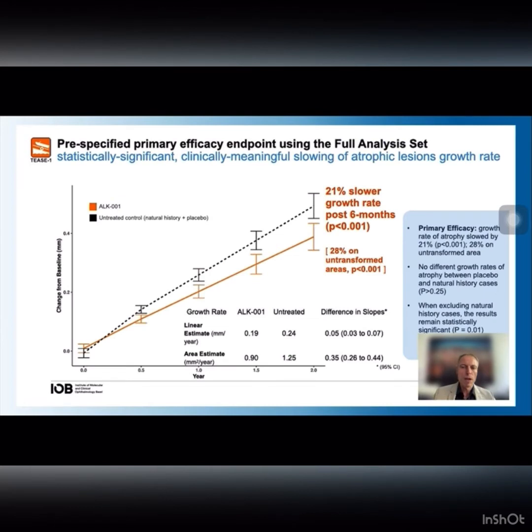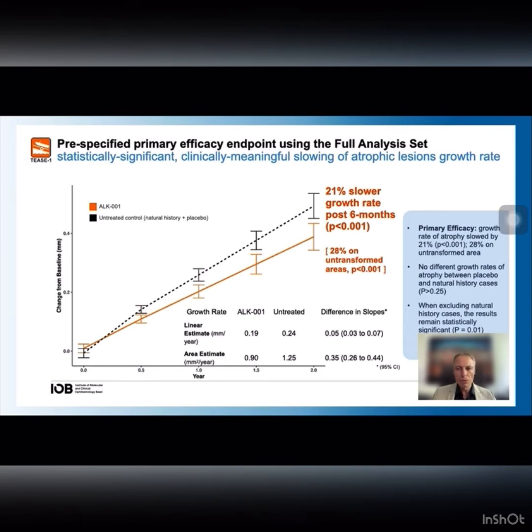Here are the top-line results of the TEASE-1 study. The study met its pre-specified primary endpoint of slowing the growth rate of atrophy lesions. As discussed previously, the ALK001 group combines both dose levels, and the untreated control combines placebo and natural history.